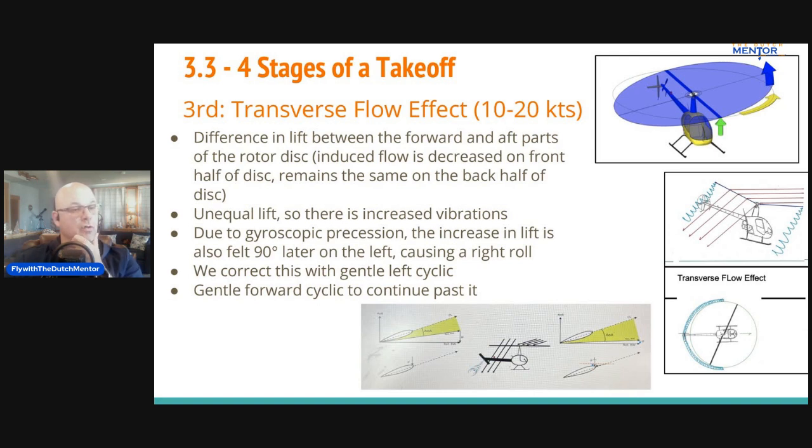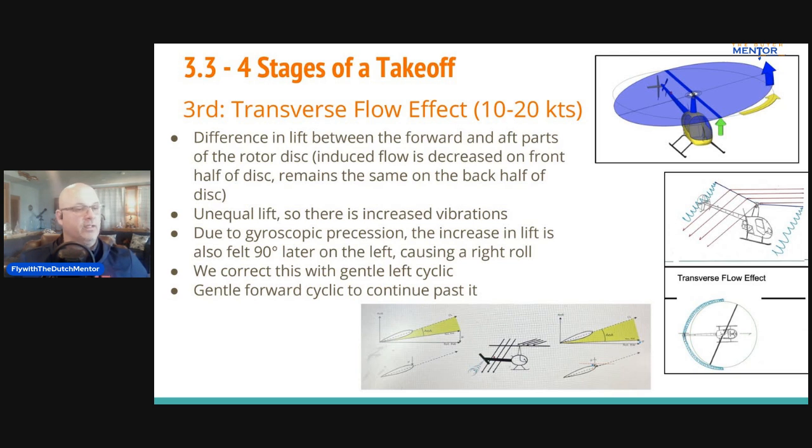And then due to gyroscopic precession, the increase in lift is also felt 90 degrees later on the left, causing that right roll. And that's the example I showed earlier. So this is no longer a cyclic input. This is an input from how the wind is interacting with the front of the blade. By coming underneath the front, the input is at the 12 o'clock. It rotates counterclockwise in this case, 90 degrees to the 9 o'clock section, increasing lift at that particular point, causing a turn to the right. And if you pay close attention, you can feel that as well, right?